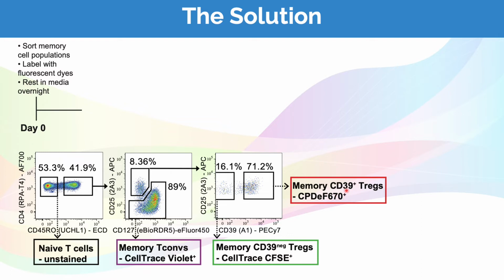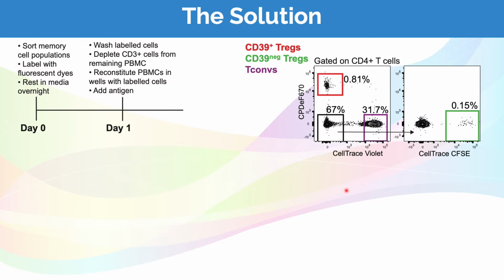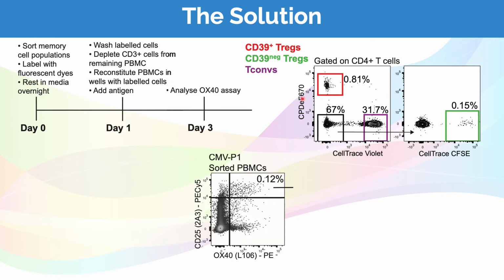We rested these overnight separately and then reconstituted together with autologous antigen presenting cells. And we can see that the same ex vivo ratios here were maintained when we gate on total CD4 T cells. We then performed our AIM assay, which after 2 days incubation with antigen, the upregulation of CD25 and OX40 allows the antigen-specific cells, in this case in response to a CMV peptide stimulus, to be accurately gated and analysed.